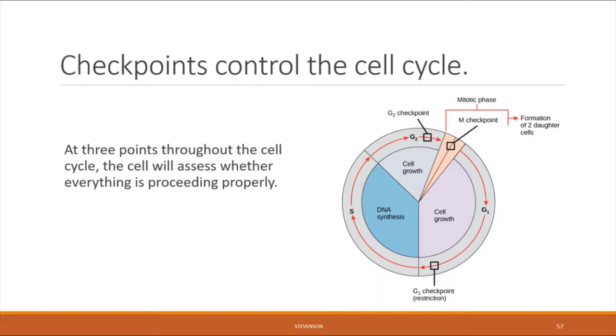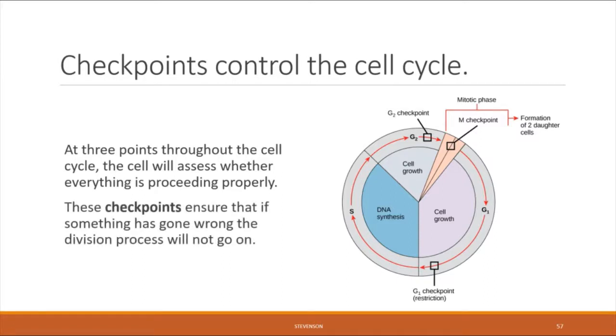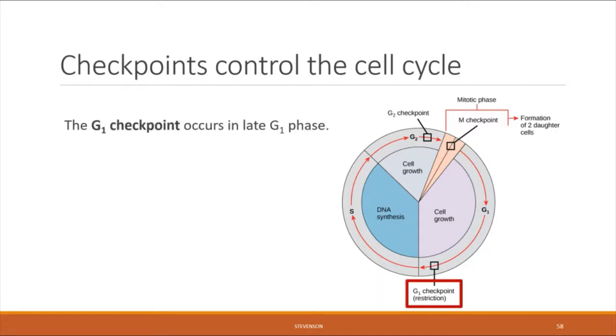There are 3 points throughout the cell cycle wherein the cell will stop, pause, and assess to see if everything is proceeding properly. These 3 different points are called checkpoints. And the checkpoints ensure that if something has gone wrong, then the cell can either correct it or stop the division process entirely. The first checkpoint that occurs during the cell cycle is called the G1 checkpoint, and it occurs toward the end of G1 phase.